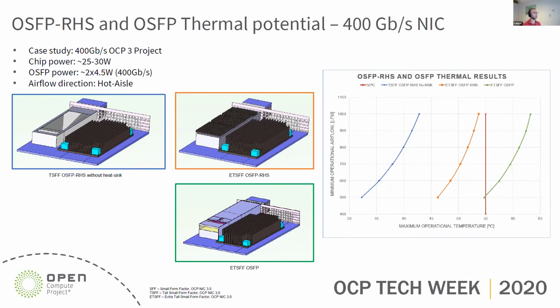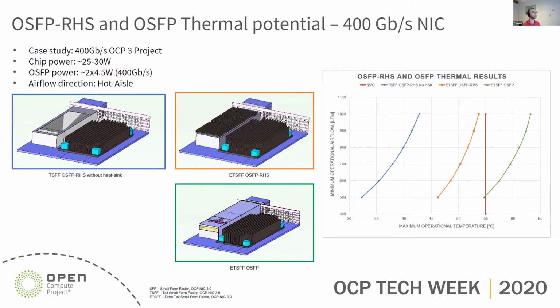The airflow direction is a hot aisle, and here we started with TSFF, since OSFP RHS can fit only in a minimum of TSFF height. So, TSFF without heatsink, we can see the blue curve on the left. We have the ETSFF OSFP riding heatsink, which will show similar results in TSFF. Actually, it's the same cage. We showed it in the ETSFF form factor, but we saw the same results for the same cage in TSFF form factor. And as we can see here, at 55 C ambient in hot aisle, we can't cool this. Actually, we can't cool the optical module. That's the weakest link here. There's no issue with the ASIC itself.